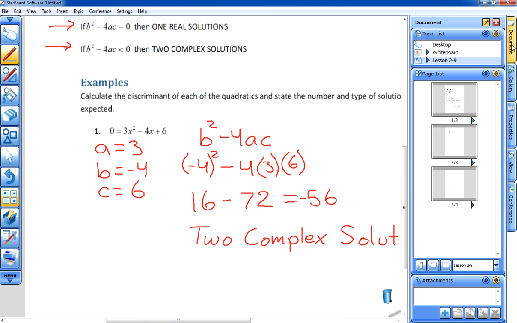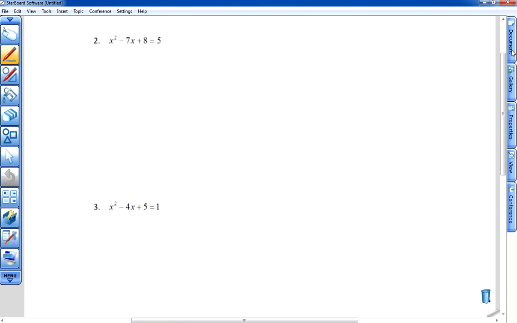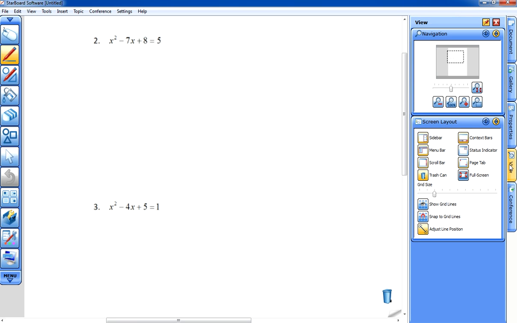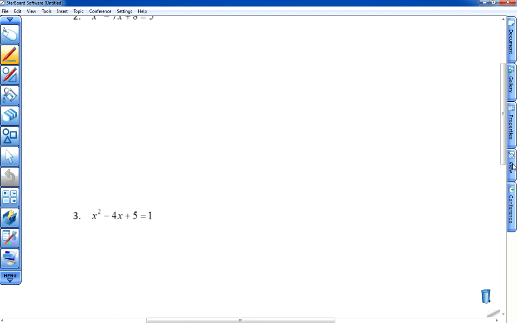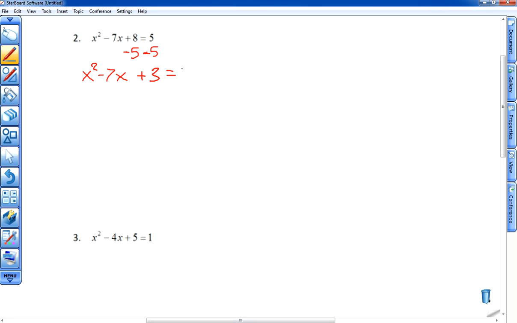Let's do another example. So we have another example up here. x squared minus 7x plus 8 is equal to 5. What I'd like to do first, in order for the discriminant to give us an accurate result, is to set our equation equal to 0. So that means I need to subtract 5 from both sides before I do anything else. That produces x squared minus 7x plus 3 is equal to 0.